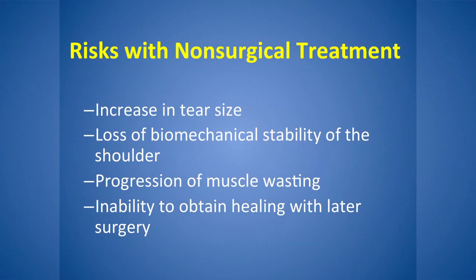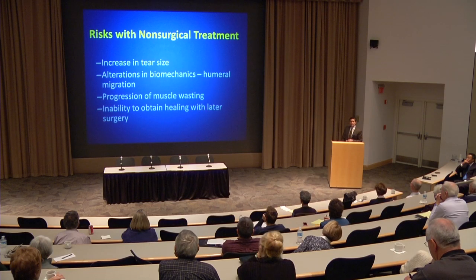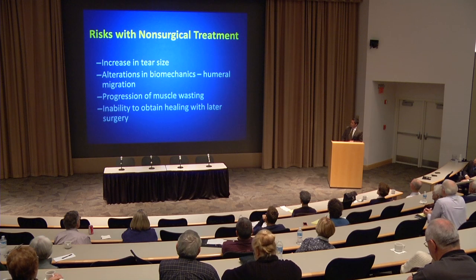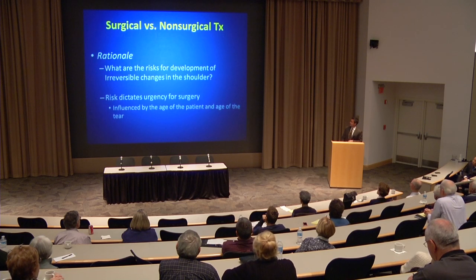What are the risks with non-surgical treatment? Well, there's a risk of the tear growing. There's a risk of alteration in the normal shoulder mechanics. And there's a risk of progression of muscle wasting. And a lot of these changes, when they happen, even with successful surgery, you can't reverse them, okay? And then one of the big concerns is the ability to obtain healing with later surgery.